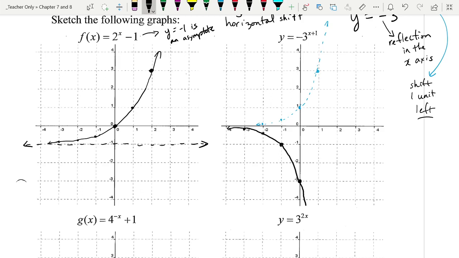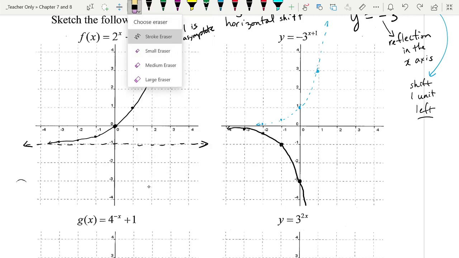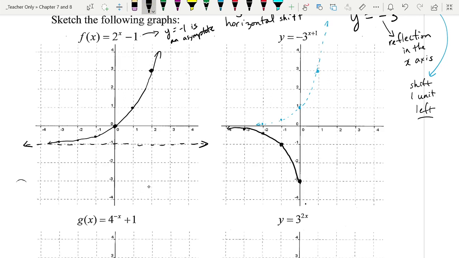Hang on. Oh, no, undo. Put that back. Change me to the small eraser. There we go. And I can erase part of the line I just made. There we go. Just want this to look pretty. I don't mind that. There we go.